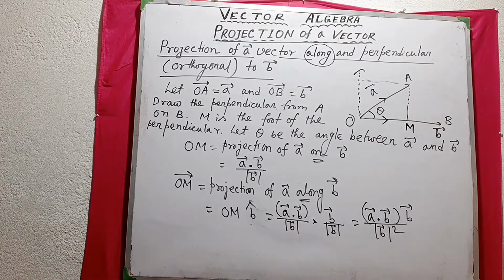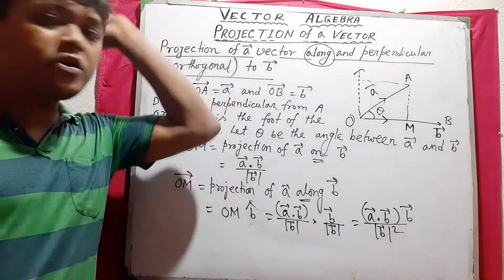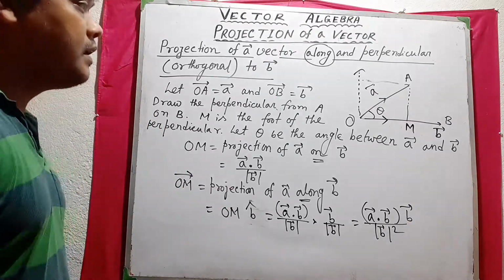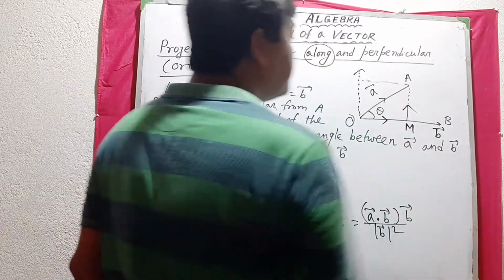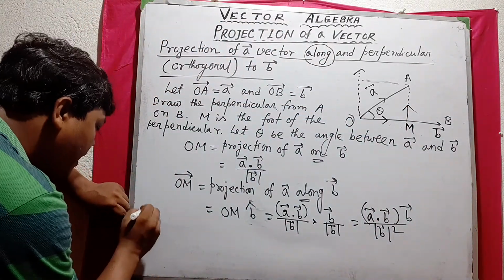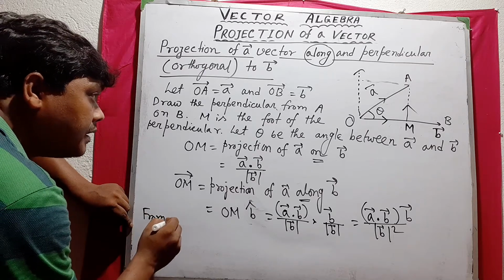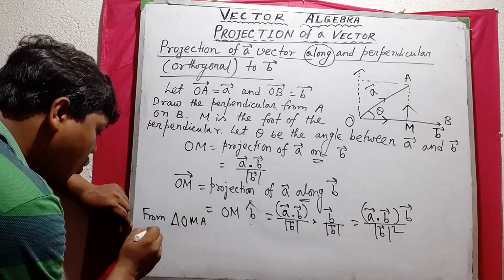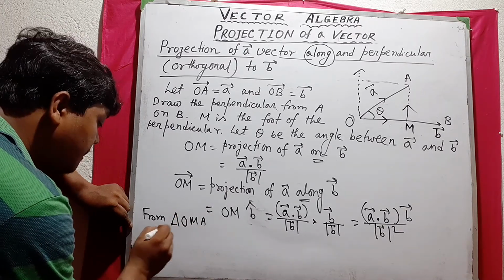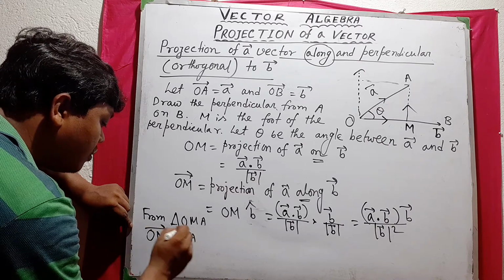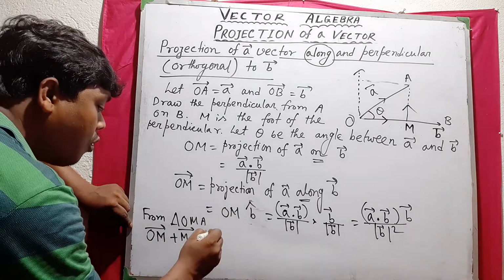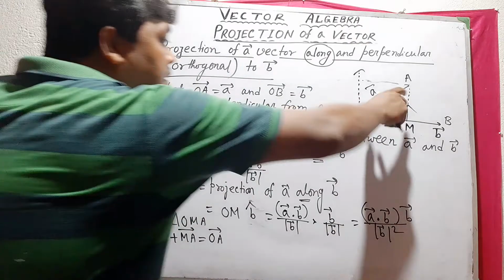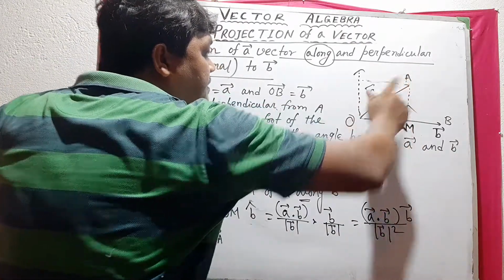Next, projection of A perpendicular to B. So this is OM vector, this is MA vector. So from triangle law, from triangle OMA, that is OM vector plus MA vector equals to OA vector according to the triangle law. এই দুটো সাম, কারণ এখান থেকে A পয়েন্টে গেছি আবার O থেকে A পয়েন্টে গেছি, both are same.